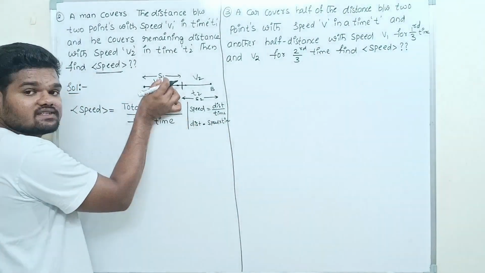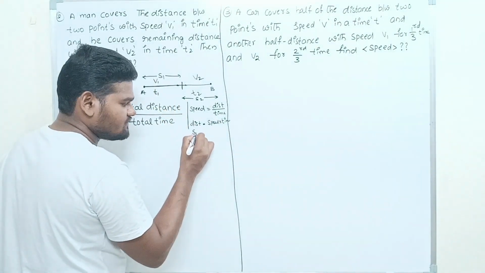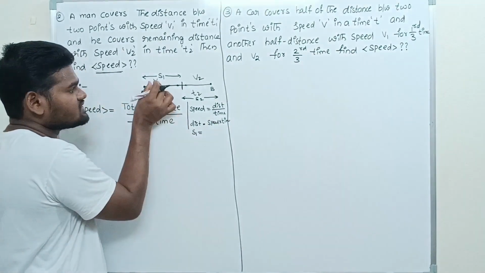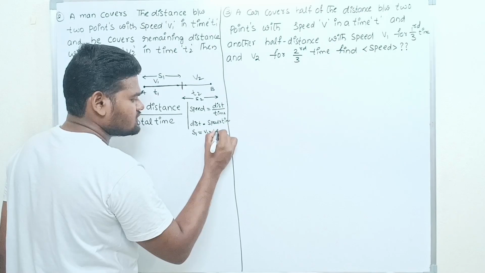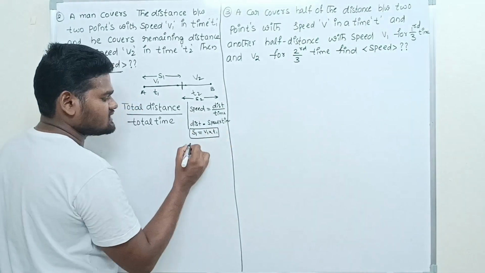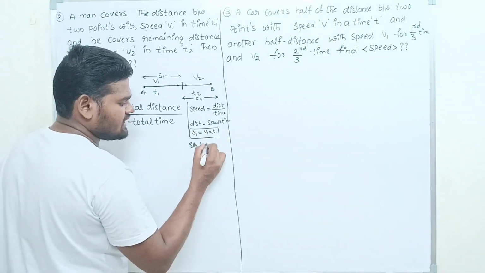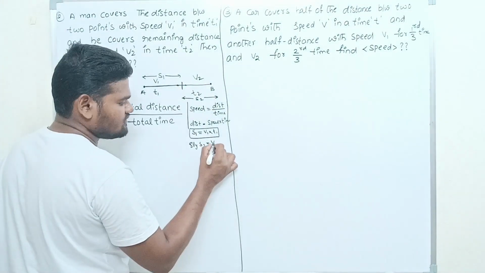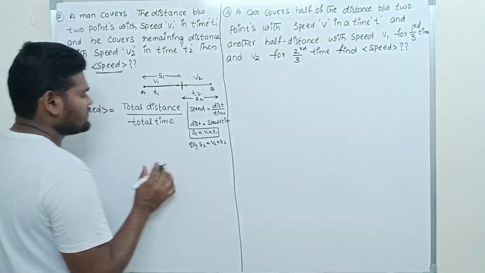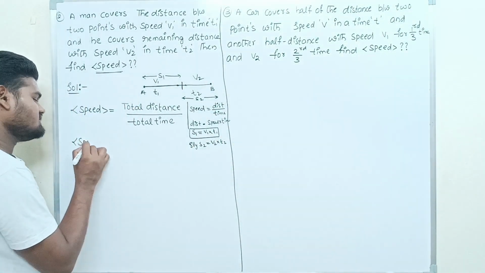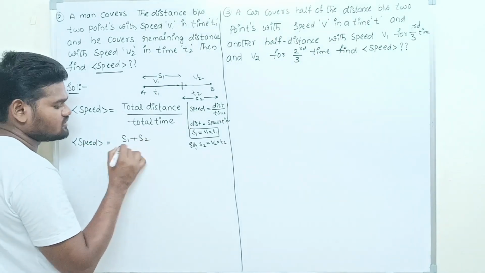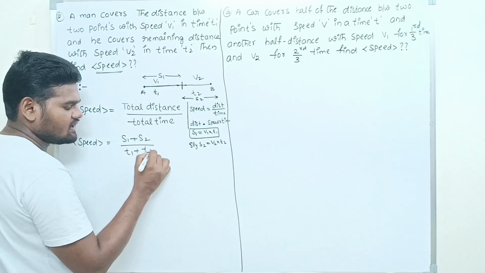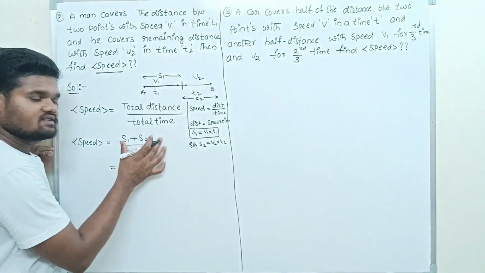So what is the first distance? S1 is equal to the first speed V1 into the first time T1. Similarly, S2 is equal to the second velocity V2 into the second time T2. Therefore, average speed is equal to total distance, S1 plus S2, divided by total time, T1 plus T2.